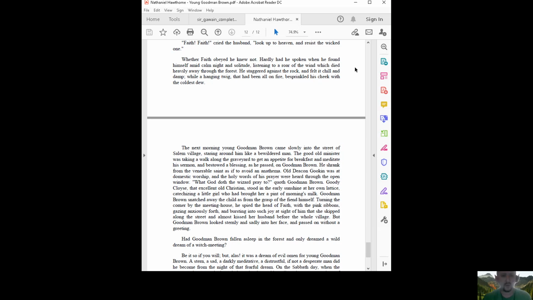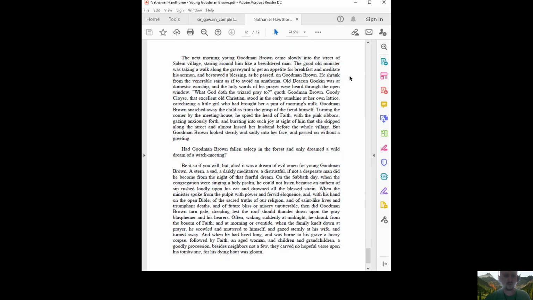Whether faith obeyed, he knew not. Hardly had he spoken when he found himself amid calm night and solitude, listening to a roar of the wind which died heavily away through the forest. He staggered against the rock and felt it chill and damp, while a hanging twig that had been all on fire besprinkled his cheek with the coldest dew.